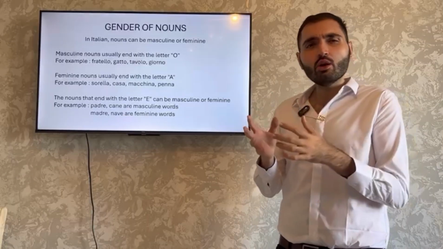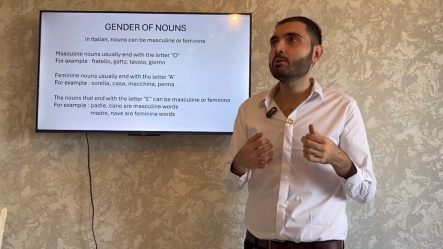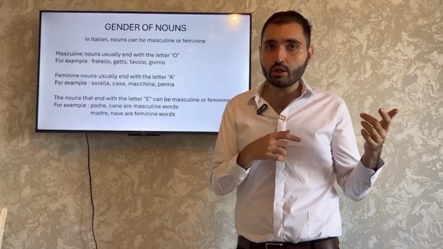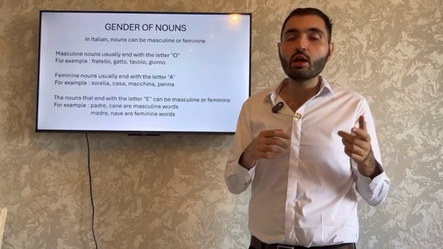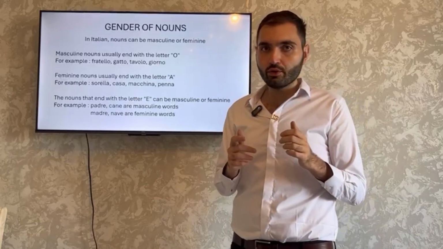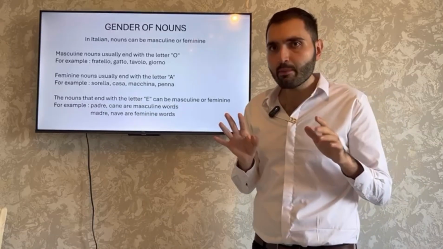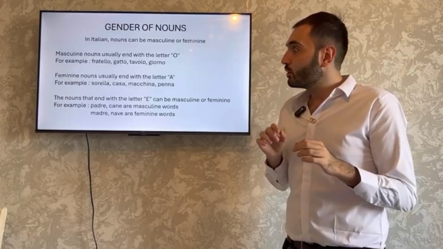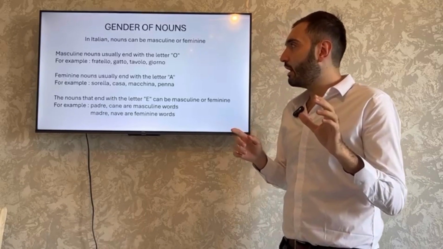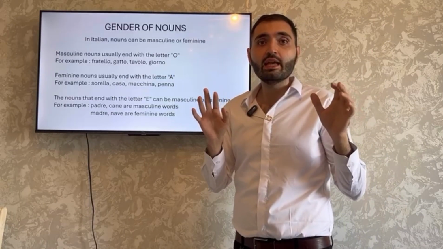So how can we know the gender of a word? Well, most of the time, you have to learn it by heart. So when you learn a new word, you need to also remember the gender of that word. But luckily, in Italian, we have an easy way to guess the gender of the word. I'm not saying this works 100% of the time, but it works most of the time. The rule is that if a noun ends with the letter O, it's probably, 99%, a masculine noun.